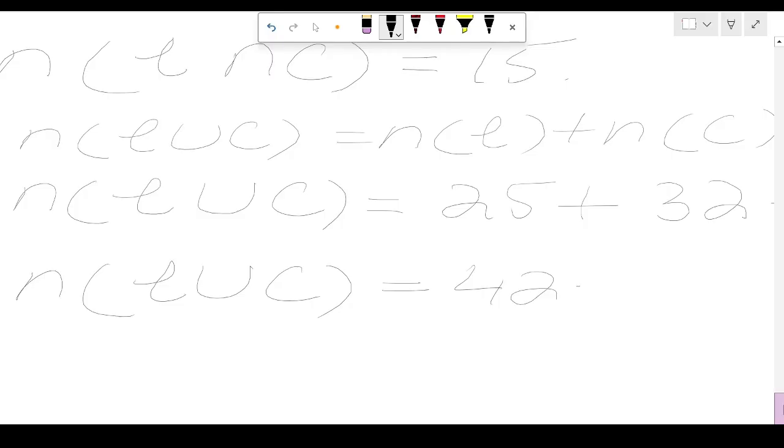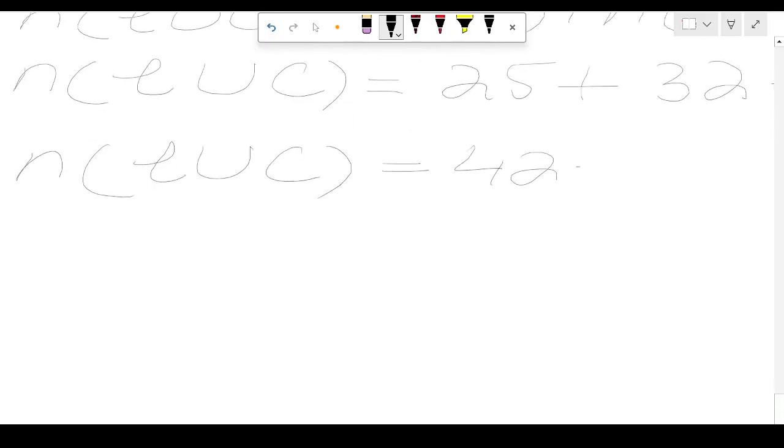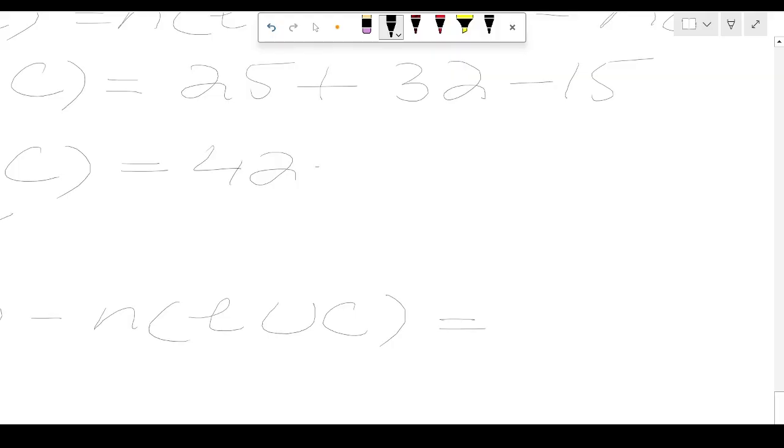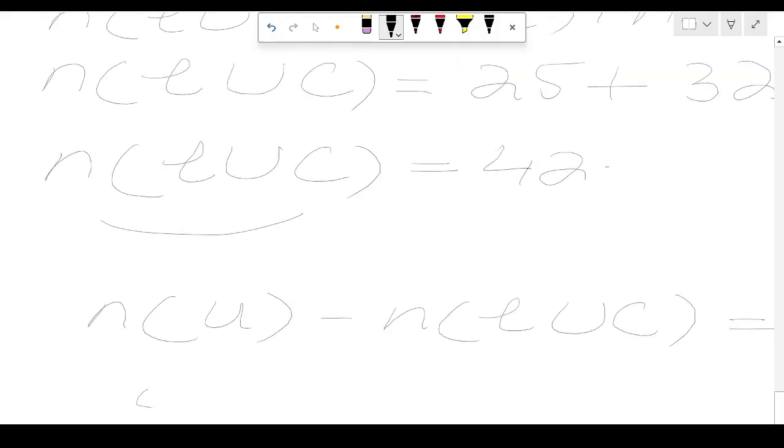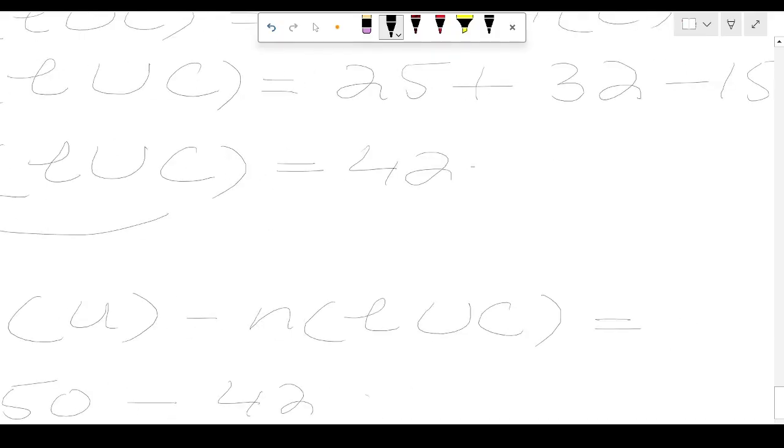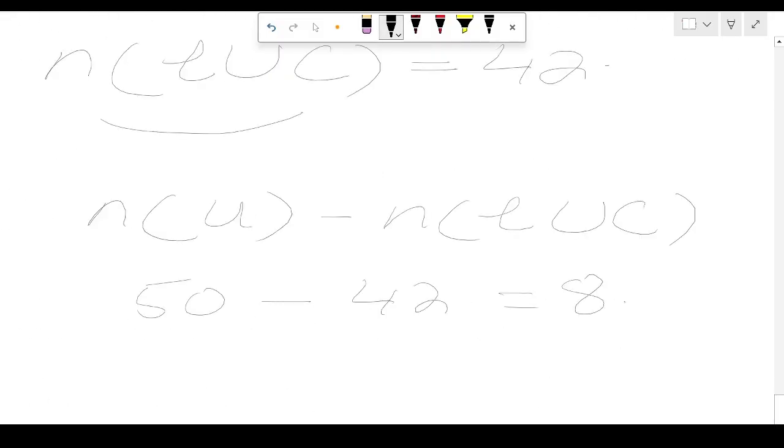Now, if we subtract the lawn union car porch from the universal set, we will find those houses which have neither the lawn nor the car porches. So the number of universal set subtracted from the number of lawn union car porch will be equal to what? So I'll write 50 because it is the universal set, minus 42 which is their union, and this is equal to 8. So this means that the houses which have neither lawns nor car porches are 8.